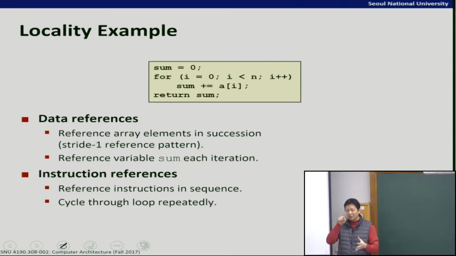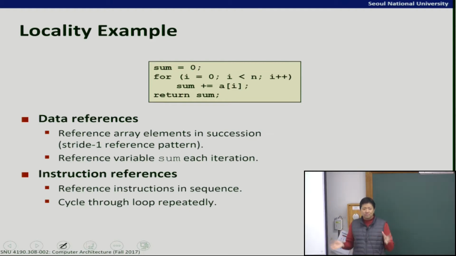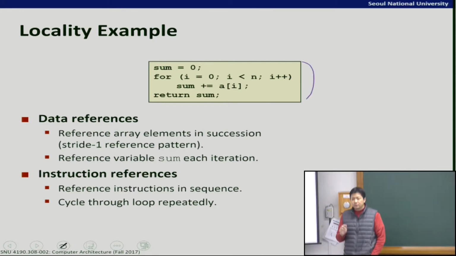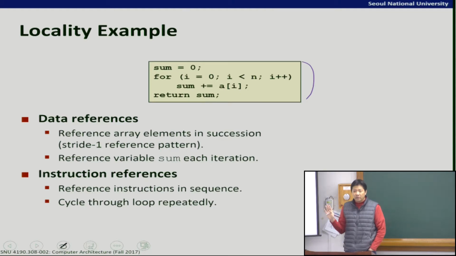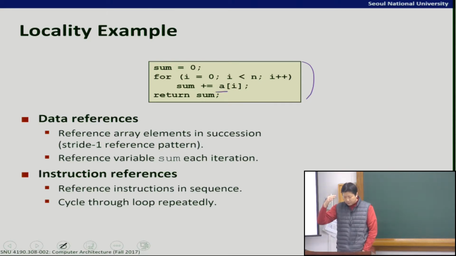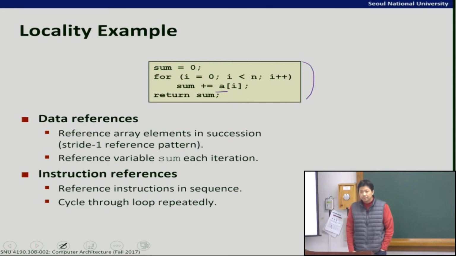The locality means you either access the same item again and again, or you access the nearby, neighboring items, right? So if you have a truly random access memory pattern, that program doesn't have any locality, right? So let's think of this example. Here we have a very simple for loop, which computes a sum of array elements. Let's say we have array A, an integer array, and this array has n elements. So we have a for loop that keeps accumulating the value of A of I to the sum, and we finally return the sum value.